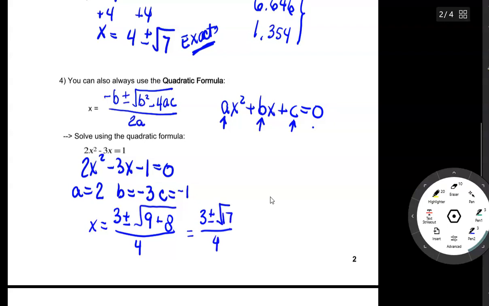Can we simplify that square root? No, we can't. You can go through and check. Is it a perfect square? No. Can you divide it by a perfect square? So let's think about that. The first perfect square is 4.